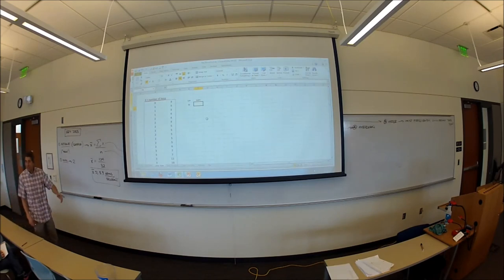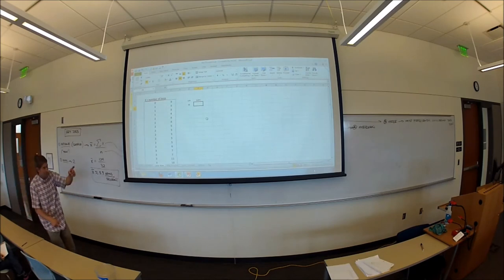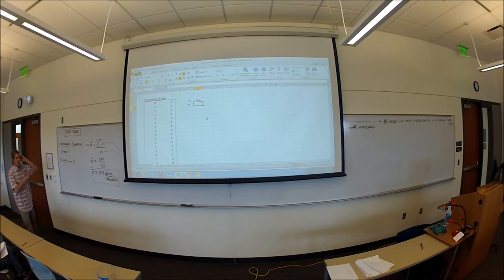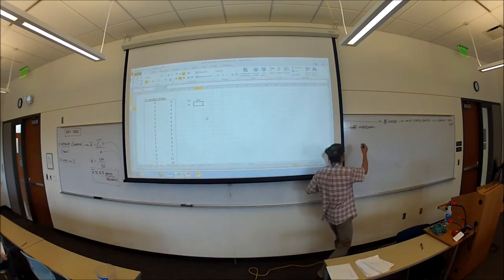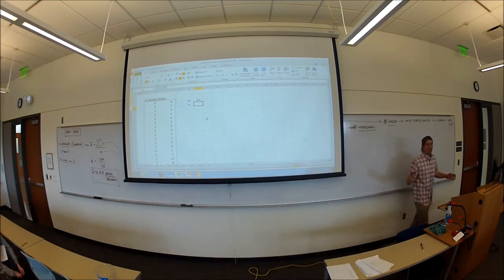The last one I want to chit-chat about is the median. The median is somewhere in complexity closer to the mode than the average. It's got a little more mathematical complexity than the mode does. But who remembers anything about the median? Anything at all about the median?